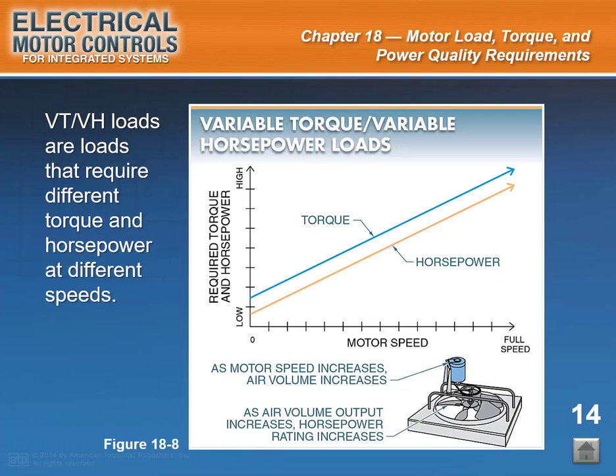Slide caption. VT / VH loads are loads that require different torque and horsepower at different speeds. See Figure 18-8. A variable torque / variable horsepower load is a load that requires a varying torque and horsepower at different speeds. With this type of load, a motor must work harder to deliver more output at a faster speed. Both torque and horsepower are increased with increased speed. Examples of VT / VH loads include fans, blowers, centrifugal pumps, mixers and agitators, and other loads that operate at different speeds. End of slide 14.